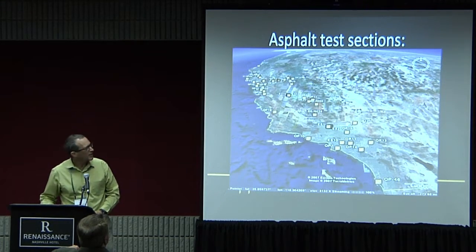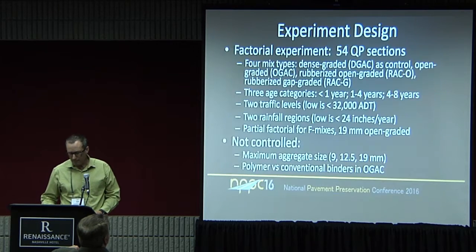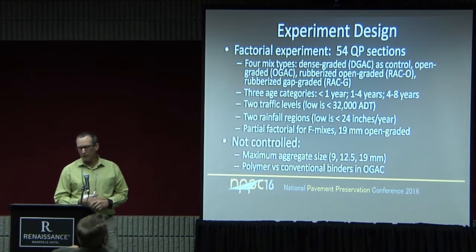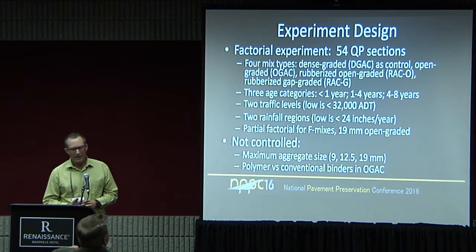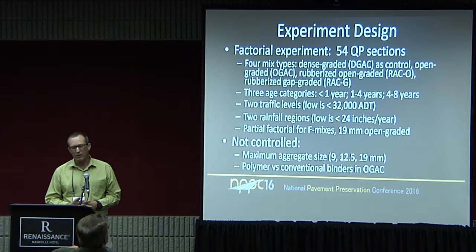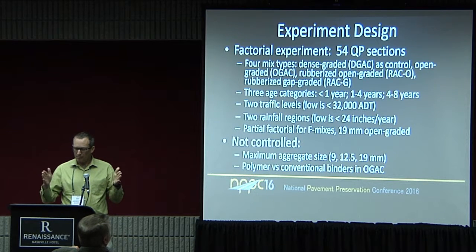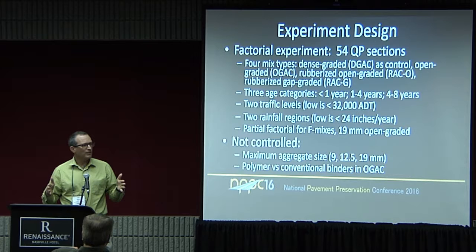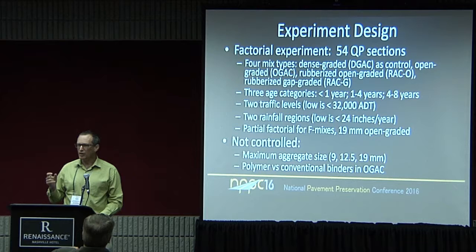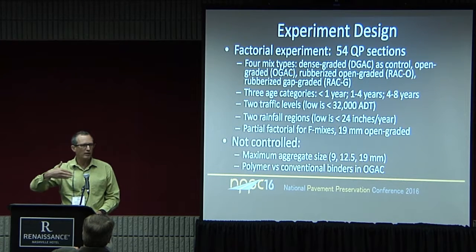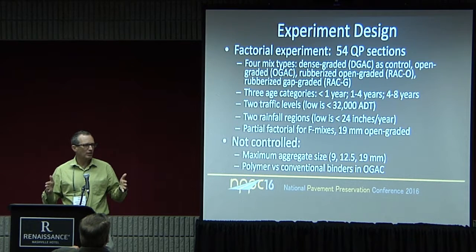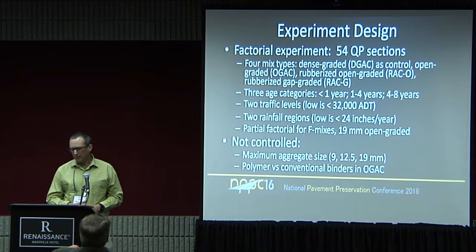So this is our asphalt test sections spread across California. The experiment design: we had 54 general sections, 4 mix types, dense graded asphalt as a control, open graded asphalt, rubberized open graded, which you use quite a bit of in California, and rubberized gap graded. We didn't want to collect data for 15 years, so we compressed things, and we selected initial ages of less than a year, 1 to 4 years, and greater than 4 years, and then we monitored that over 6 years, and that's where we pick up a time scale of about 15 years over which we can understand tire pavement noise.